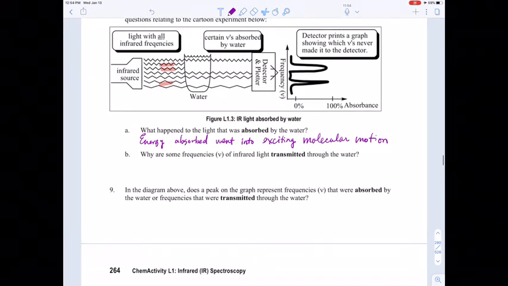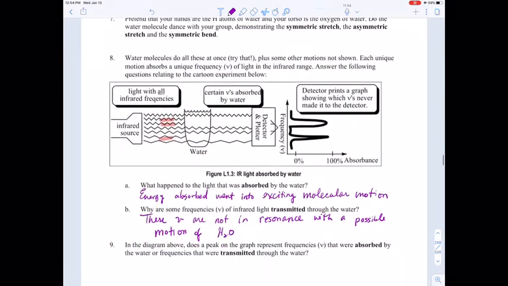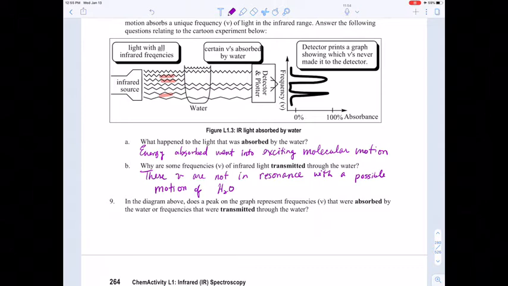Why are some frequencies of infrared light transmitted through the water? So the reason is that these frequencies of light are not in resonance with a possible motion of water. Again, those motions.